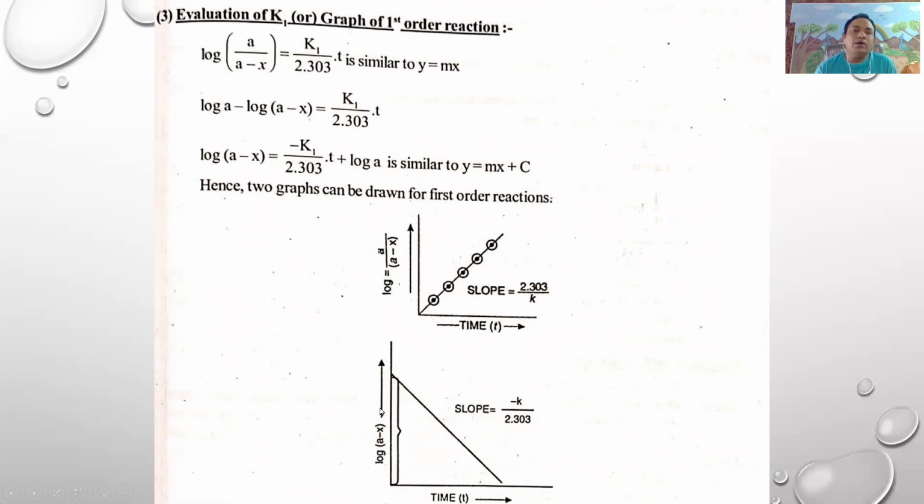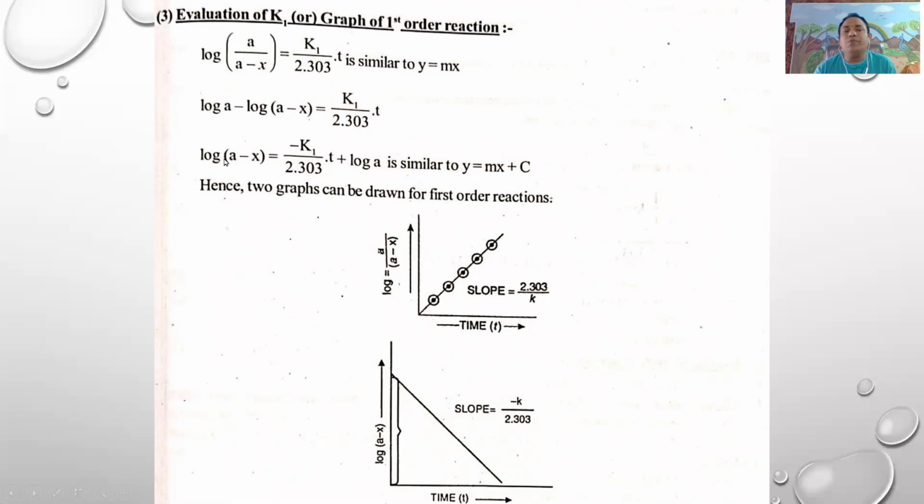Generally, while plotting the graph between the concentration of reactants, that is log A minus X versus time, then a negative slope of straight line is obtained. That is, the general equation is log A minus X equal to minus K1 by 2.303 into t plus log A, which is similar to the y is equal to mx plus c general equation. Here in this equation, log A minus X shows the concentration of the reactants at time t.